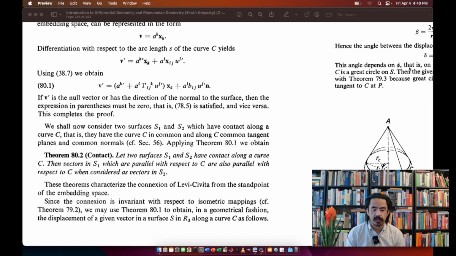These theorems characterize the connection of Levi-Civita from the standpoint of the embedding space. Since the connection is invariant with respect to isometric mappings, for which refer to theorem 79.1, which I just read in this video, we may use theorem 80.1 above to obtain in a geometrical fashion the displacement of a given vector in a surface capital S in three-dimensional real Euclidean space along a curve C as follows.